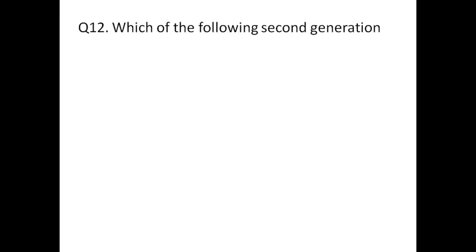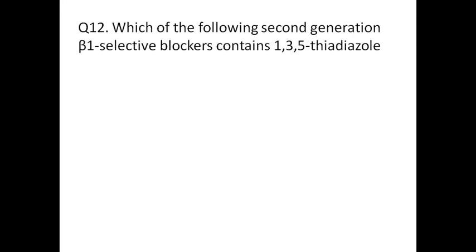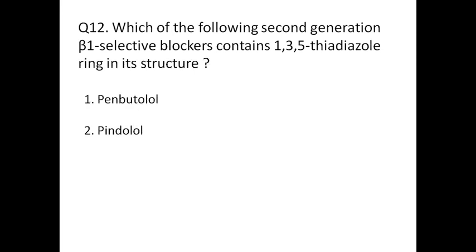Question number 12. Which of the following second generation beta 1 selective blockers contain 1,3,5 thiadiazole ring in its structure? First, penbutolol, 2, pindolol, 3, timolol, or 4, sotalol. The right answer is timolol.